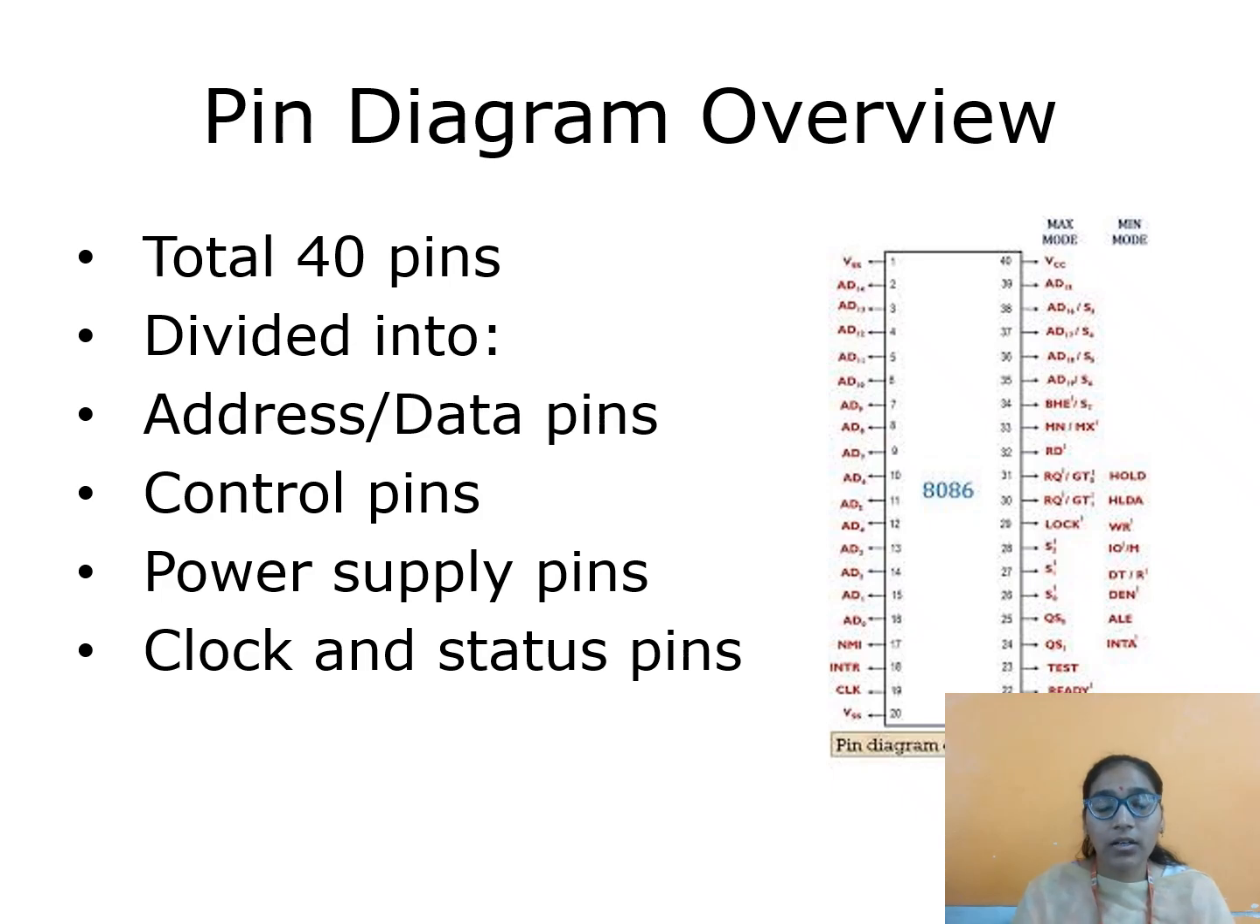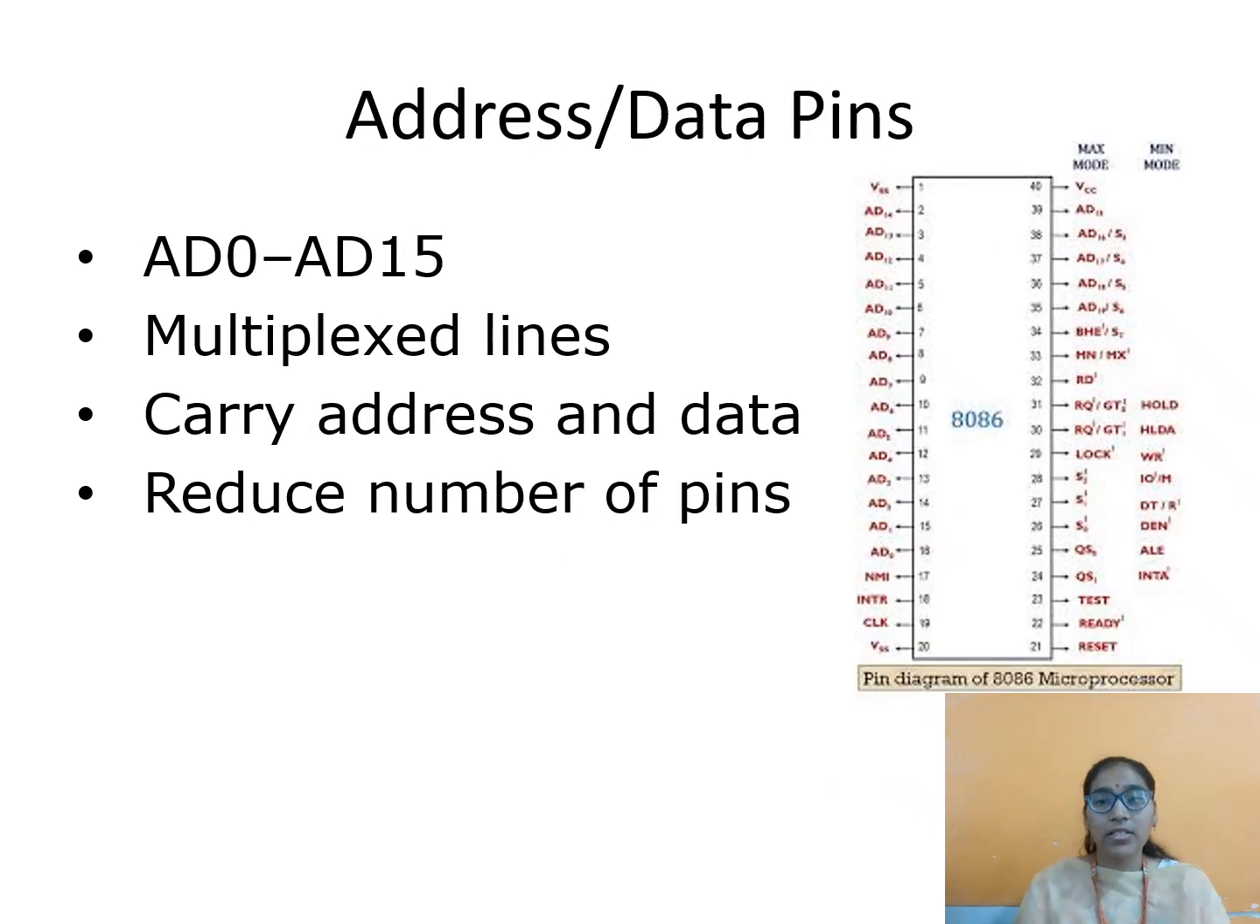Pin diagram of the 8086 microprocessor. In the pin diagram of the 8086 microprocessor, there are a total of 40 pins divided into address and data pins, control pins, power supply pins, clock and status pins. Address or data pins: AD0 to AD15. They are multiplexed lines, carry address and data. They reduce the number of pins.